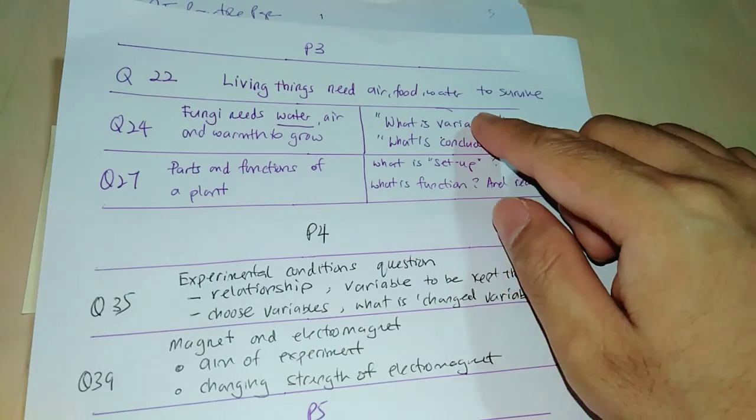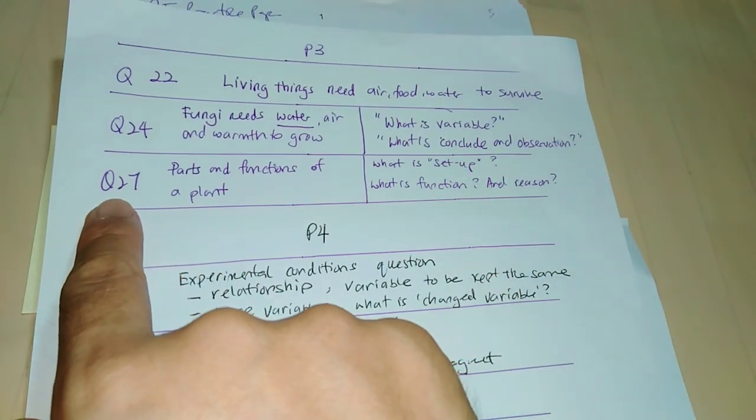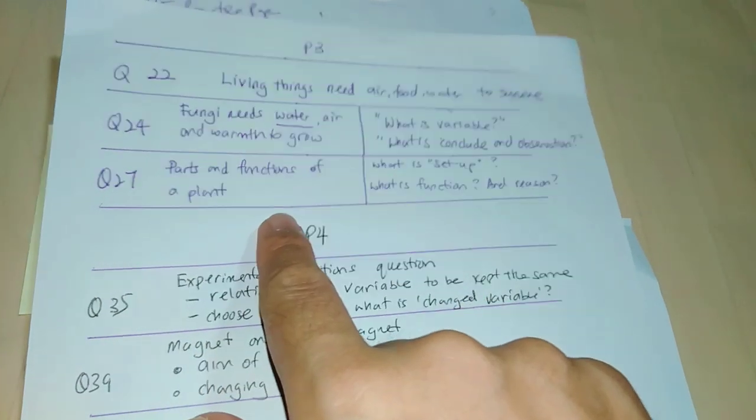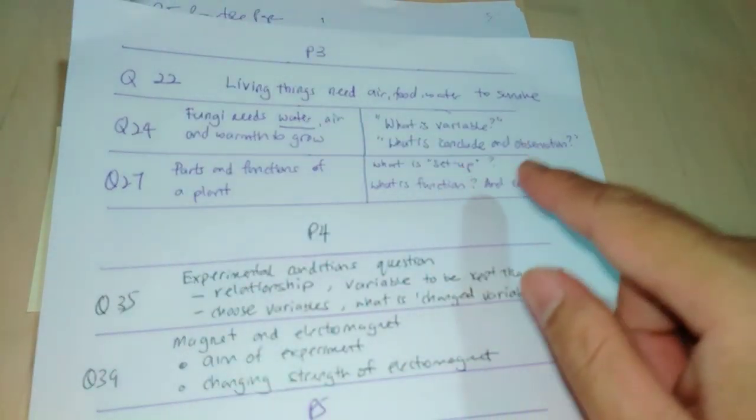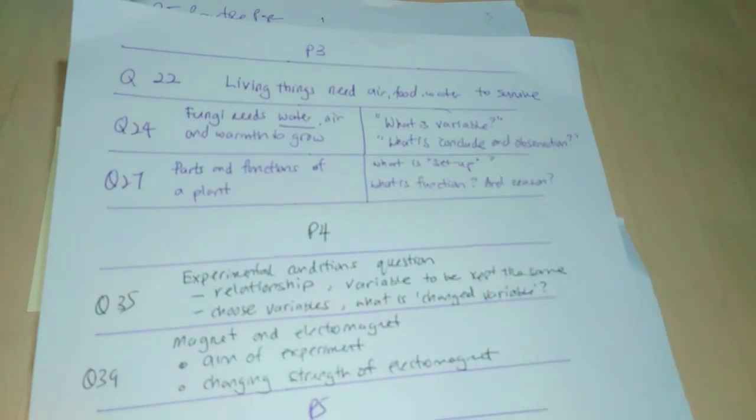are as listed here, like variables, conclude, observation. Question 27 is on parts and function of a plant, with words such as setup, function, reason. Now, why do I talk about such words? I'm not talking about keywords here, just to clarify. I'm talking about words as used in a language.